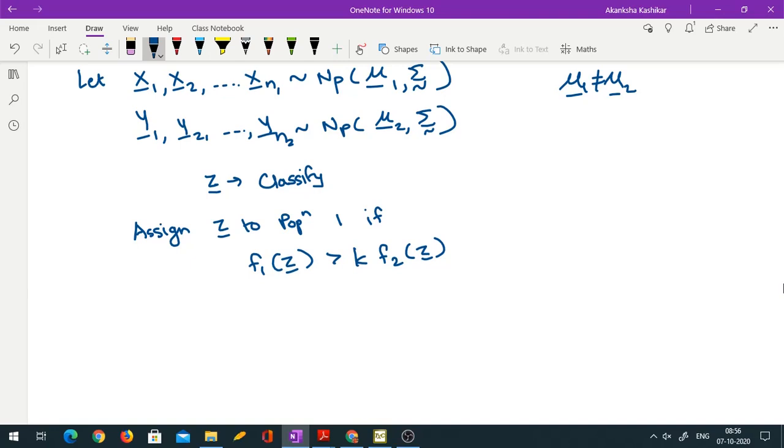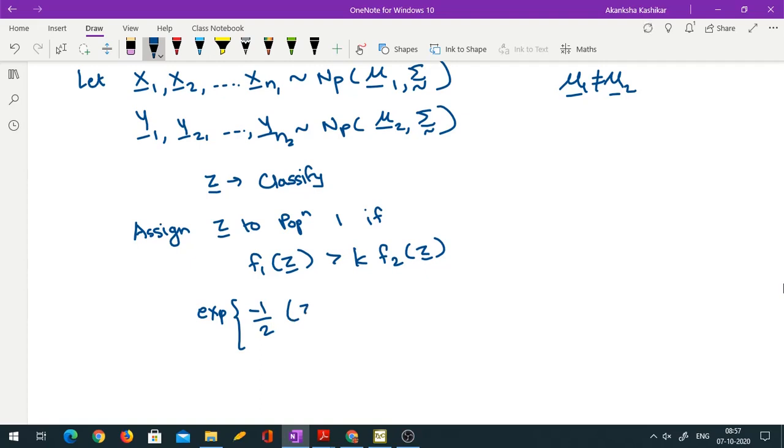So we will assign Z to population 1 if F1(Z) is greater than K times F2(Z). So let me write down what F1(Z) and F2(Z) are. F1(Z) and F2(Z) are multivariate normal PDFs. We know that sigma is common in both these populations, so the part with 2 pi and sigma is anyway going to get cancelled from both sides. So we will focus only on the exponential part.